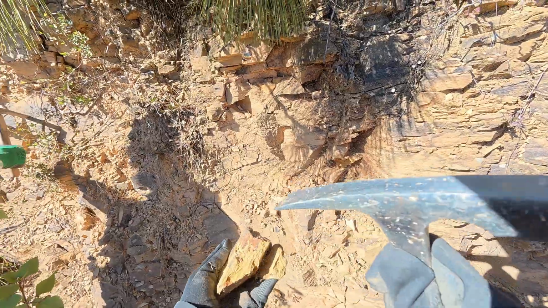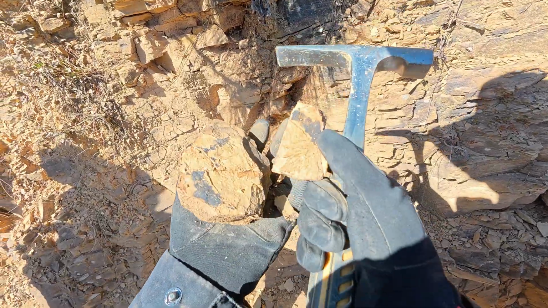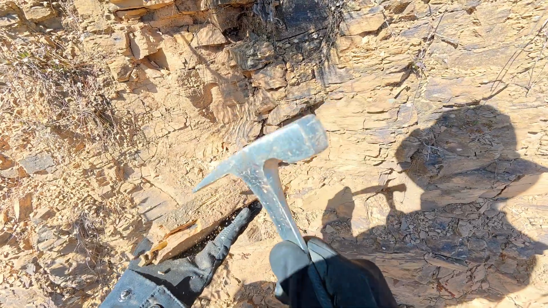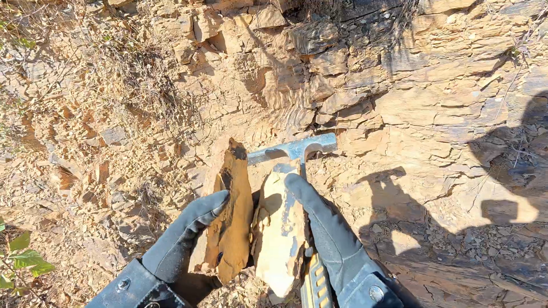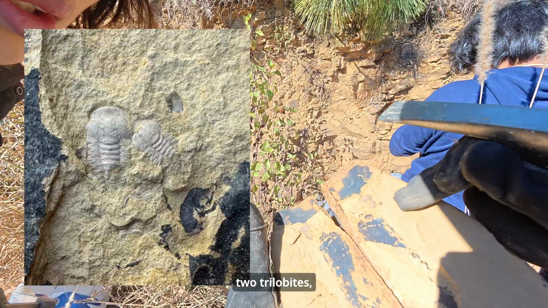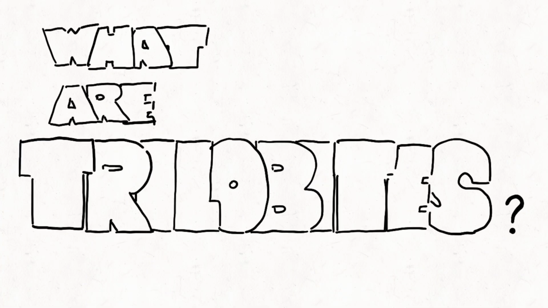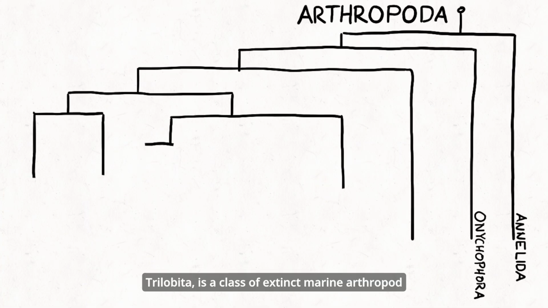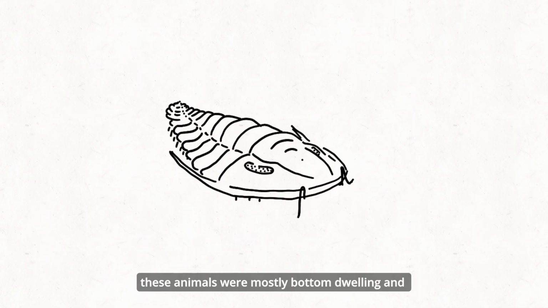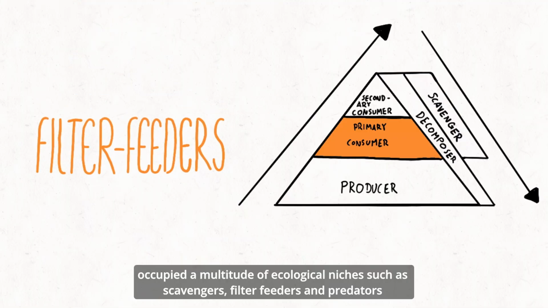Two trilobites, right here. Trilobita is a class of extinct marine arthropod. These animals are mostly bottom-dwelling and occupied a multitude of ecological niches such as scavengers, filter feeders, and predators.